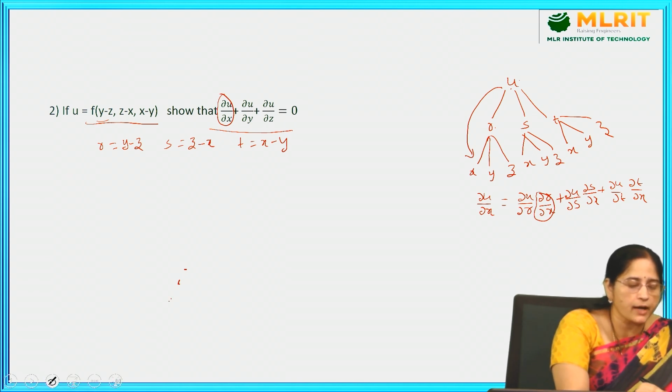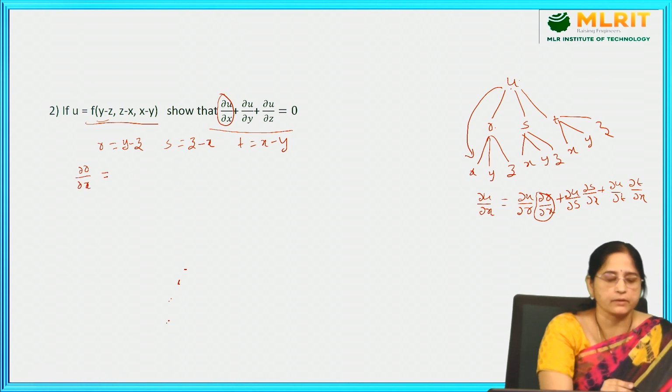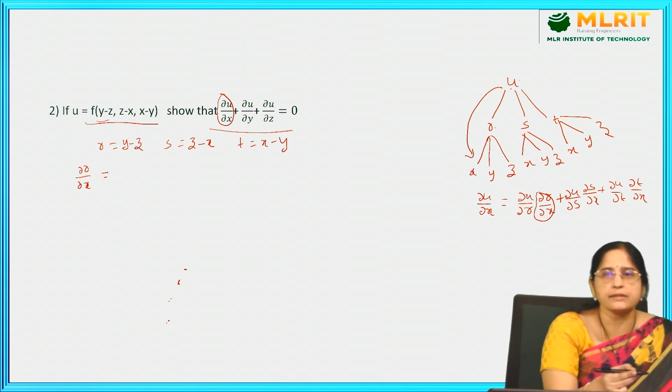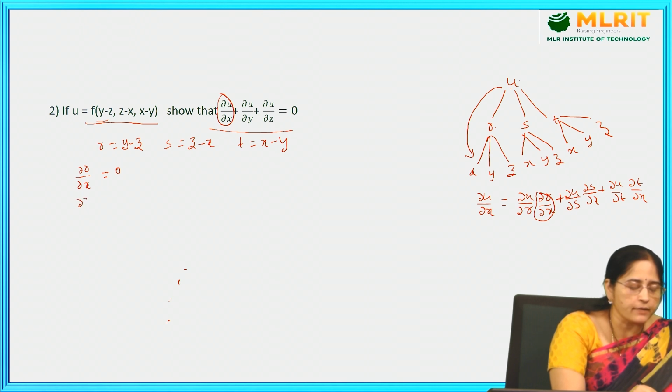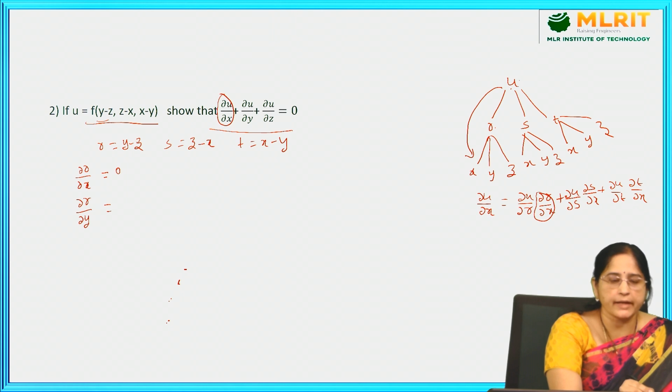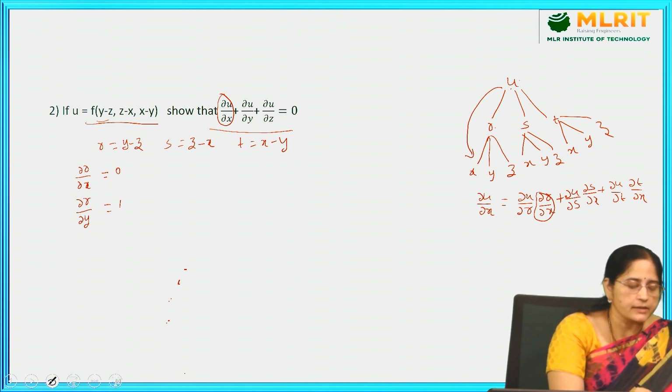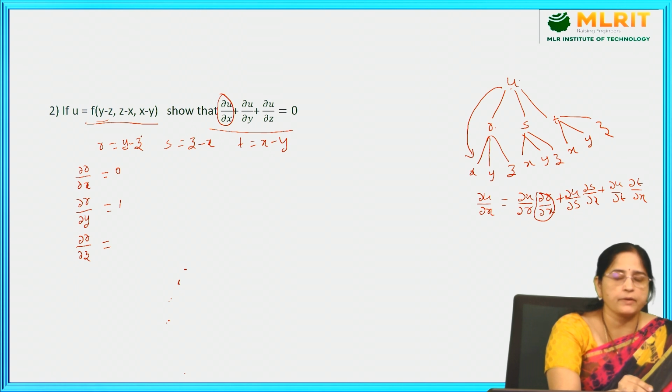So therefore dou r by dou x equal to, with respect to x, there is no x term, that means dou r by dou x value is 0. Dou r by dou y equal to, with respect to y, derivative of y is 1 and derivative of z is 0, that is 1. Next dou r by dou z equal to, derivative of y is 0 and derivative of z is 1, here minus is there, this is minus 1.